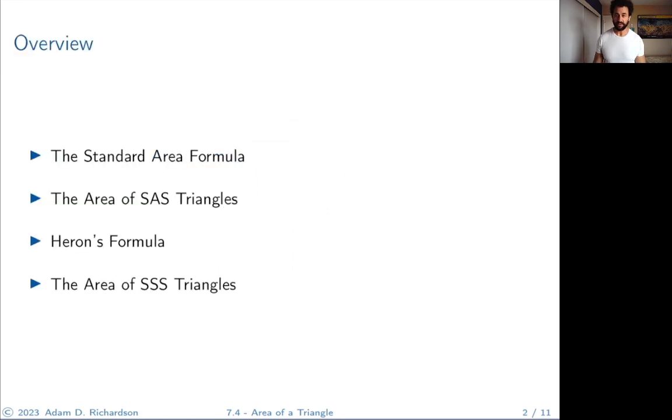All right. So we're going to review the standard area formula, and we're actually going to prove it. It's a very short proof. If you've never seen it before, you should always see it at least once. So that's why I wanted to go over it. Then we're going to figure out how we can find the area of SAS triangles. That's triangles where we know two side lengths and the included angle. Then we're going to get a new area formula, new to us, called Heron's formula. And then we'll be able to find the area of SSS triangles. So let's say you've got a triangle and all you know are the side lengths. We can compute the area of that triangle using Heron's formula.